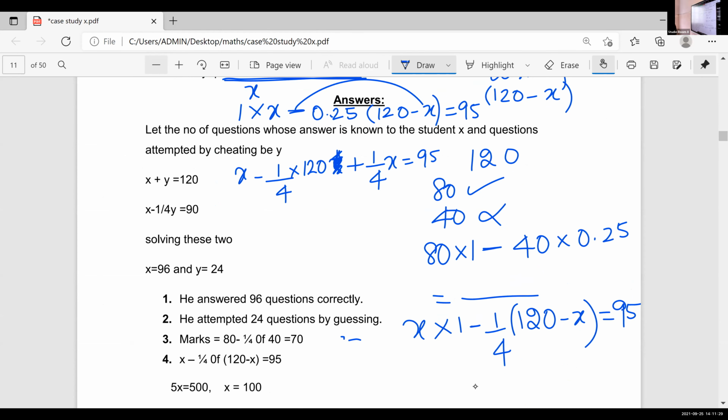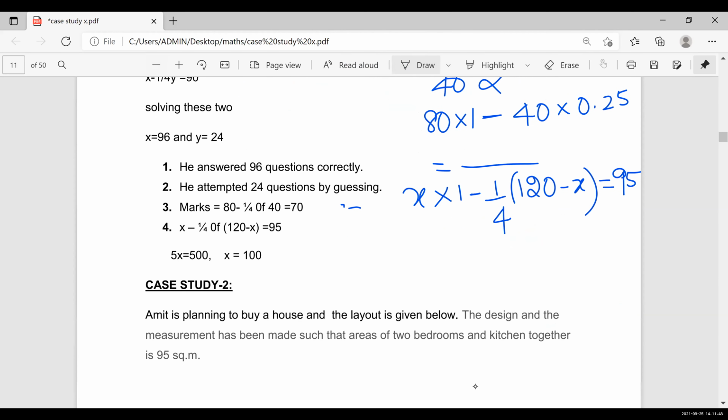When you solve it, you'll get x is 100. So he answered 100 questions correctly, and only 20 questions went wrong. Is it okay, Rifa? Yes, ma'am. Now look at the next one.